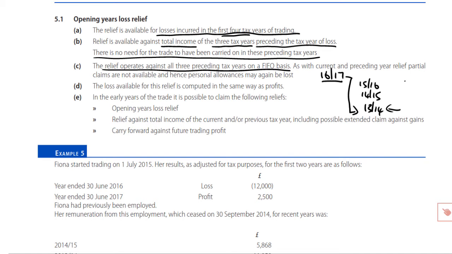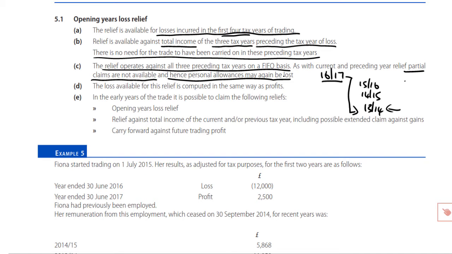Now we said going against total income, so just the same as with your current and preceding year relief, partial claims are not available. When you go against total income, it means you will take out all of the total income to the extent that you have loss available. And that means, same problem as before, your personal allowance, now not just for 1, but maybe up to 3 tax years, may effectively be lost.